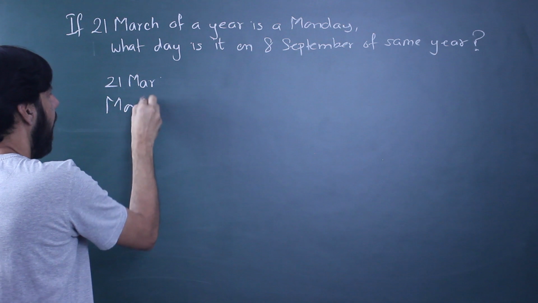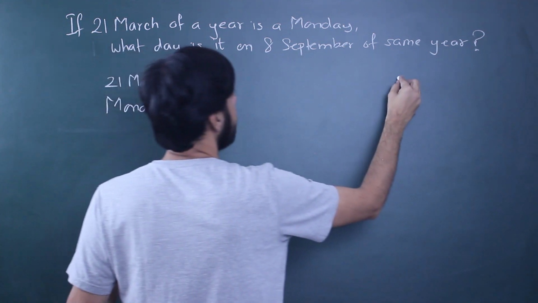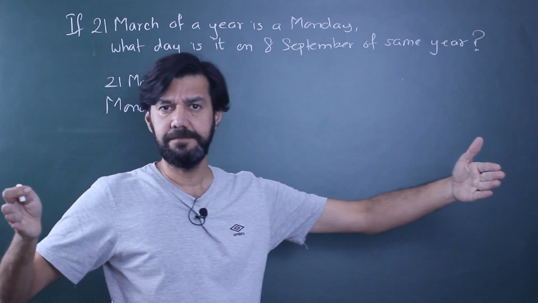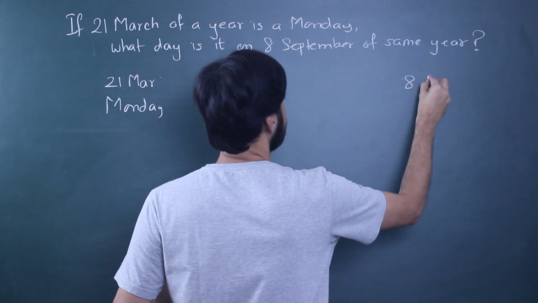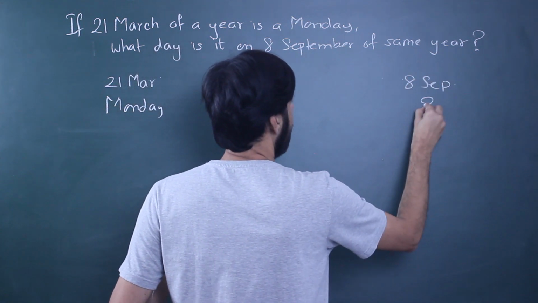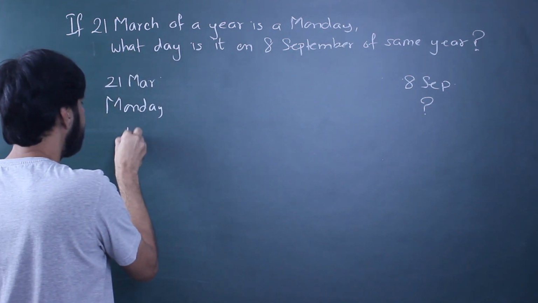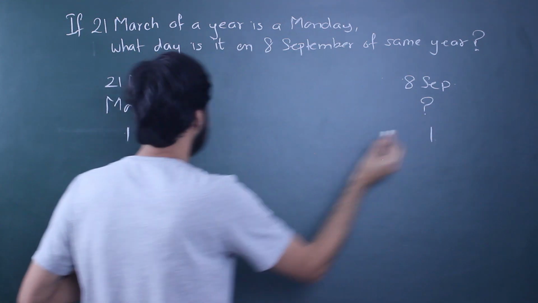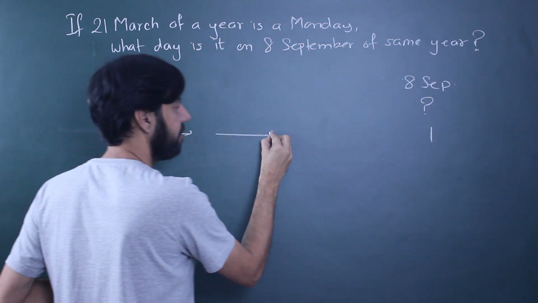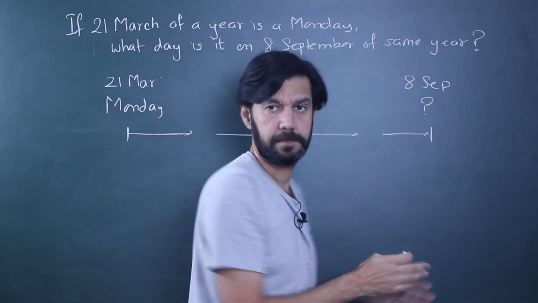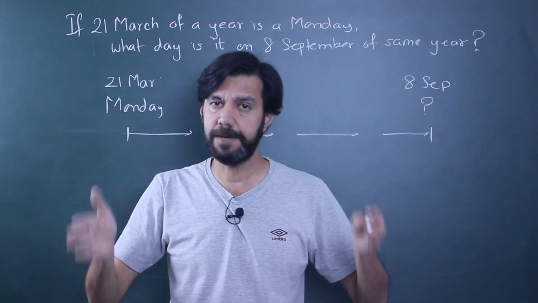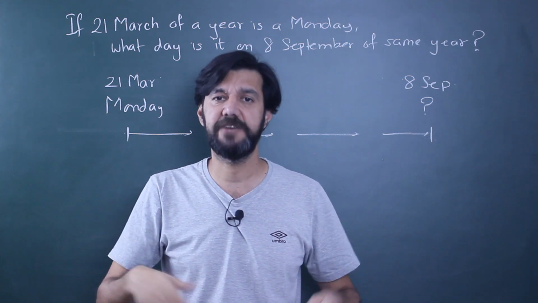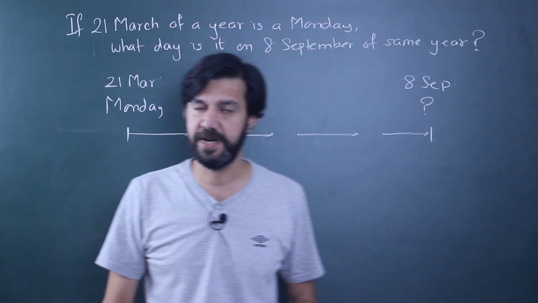So we are given a reference day, 21st March, Monday, and September. I've taken a reasonable time, about 6 months. I want to find the day on 8th of September. One way is, between these two dates, just find the total number of days, and divide it into complete weeks, that is divide by 7, and check how many extra days are left, right?